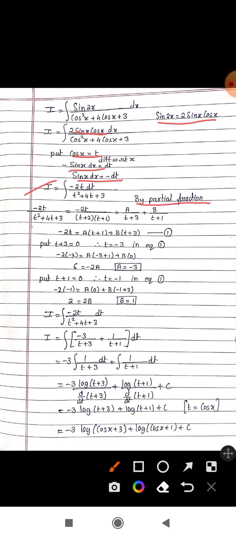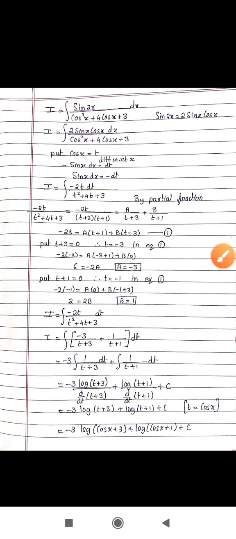Now by partial fraction, minus 2t upon t square plus 4t plus 3. So this quadratic expression will become t plus 3 and t plus 1, that is equal to a upon t plus 3 plus b upon t plus 1. So we will get the equation minus 2t is equal to a times t plus 1 plus b times t plus 3. Consider this as the first equation.